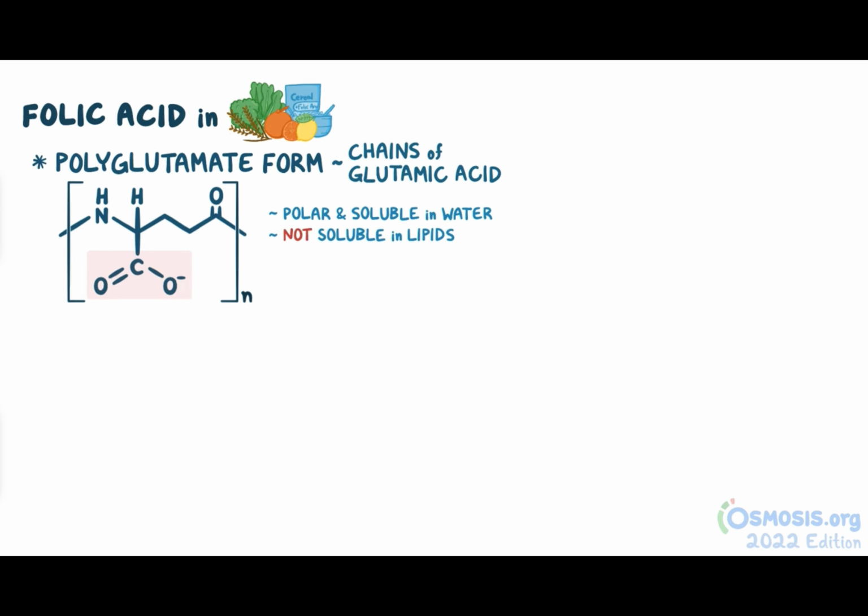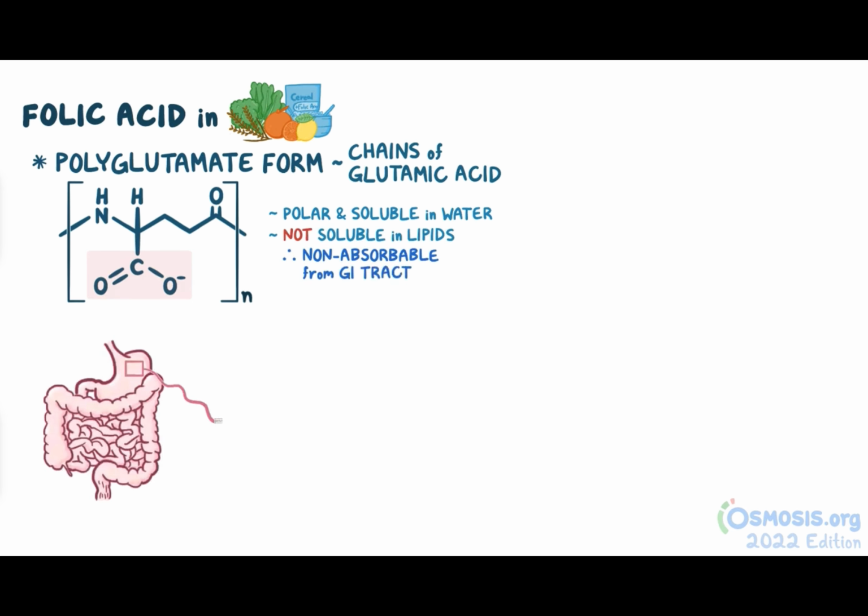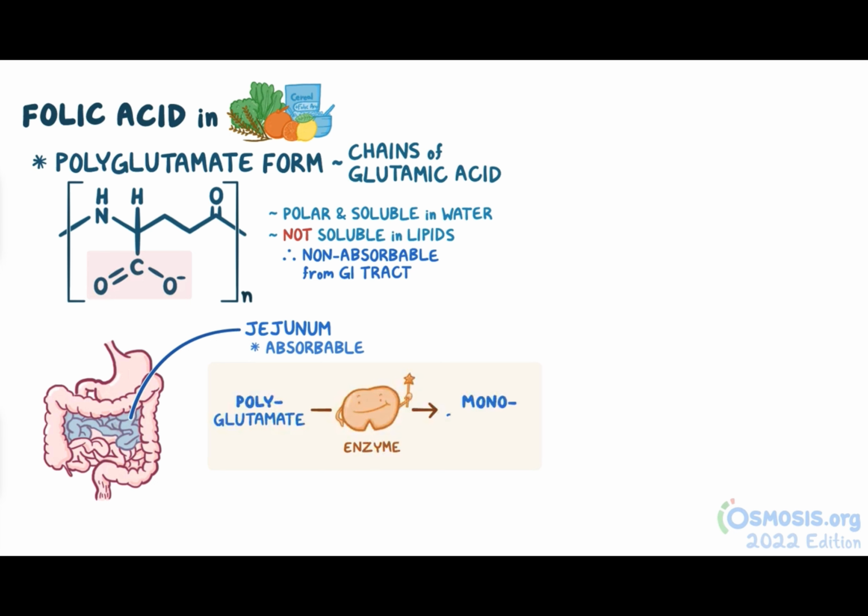So, the polyglutamate residues of folic acid are almost non-absorbable from the GI tract, where all the cells are surfaced with lipid cell membranes. So, to make them absorbable, when polyglutamate residues reach a portion of the small intestine called the jejunum, special enzymes present at the jejunal mucosa cut down the polyglutamate residues into monoglutamate.